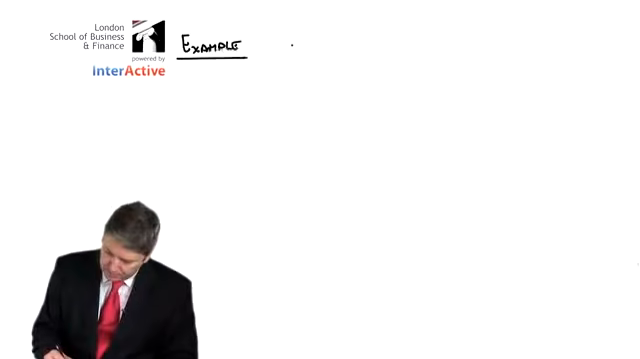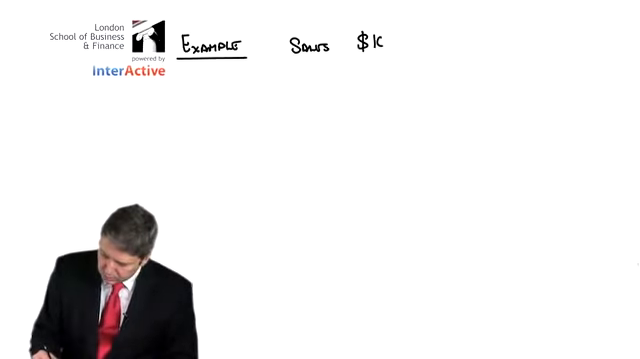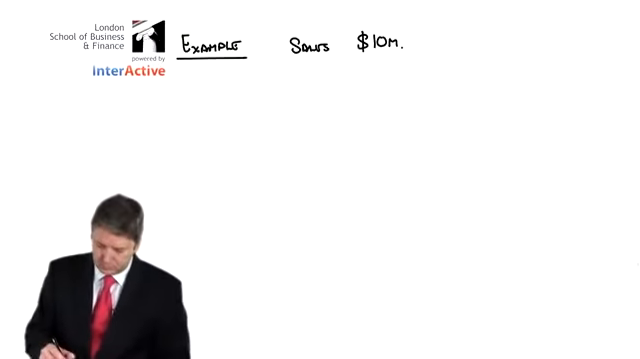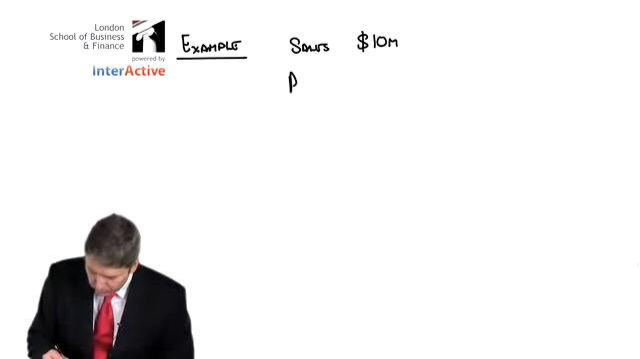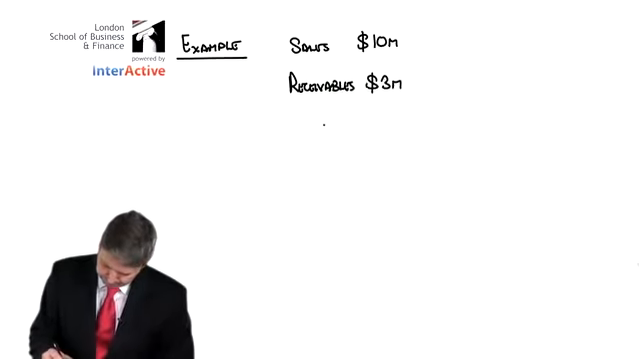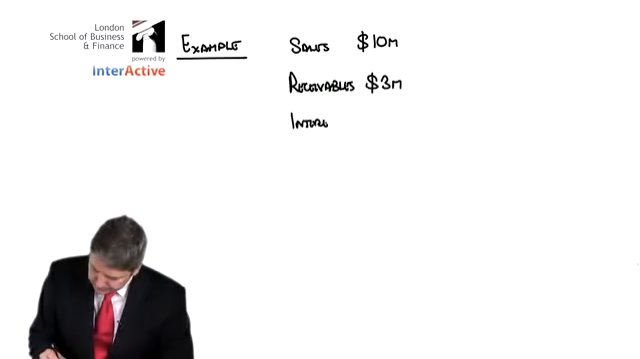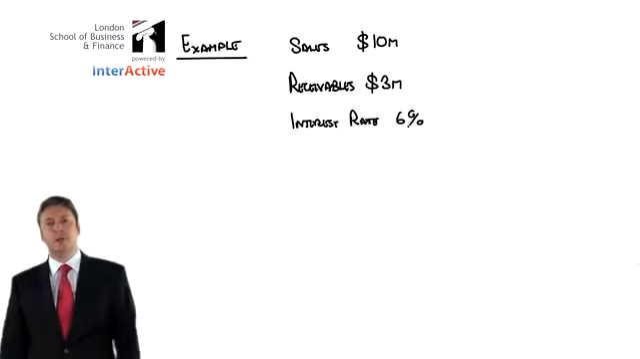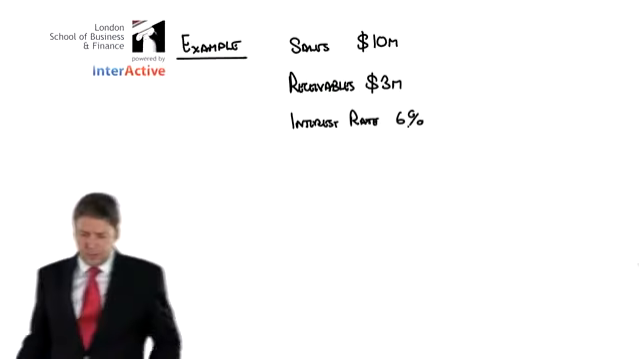So, if we have an example, sales are, what, $10 million? Receivables, 3 million. Oh, and our interest rate is 6%. Keep it nice and simple. Okay? So, what can we do with this?